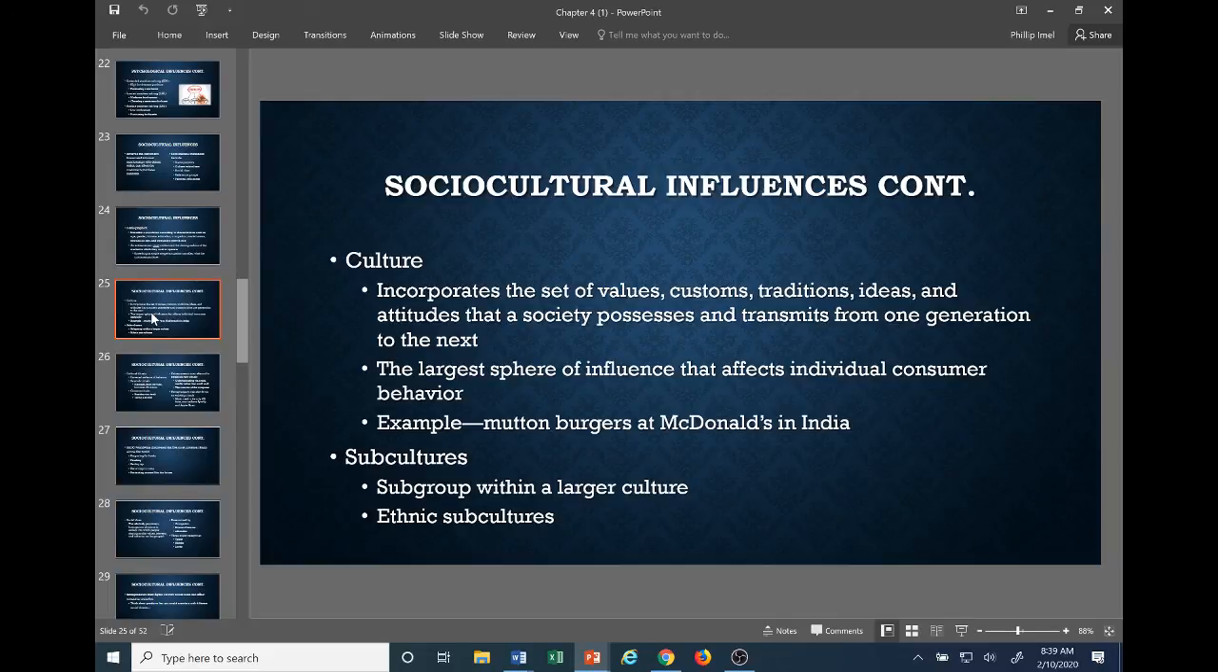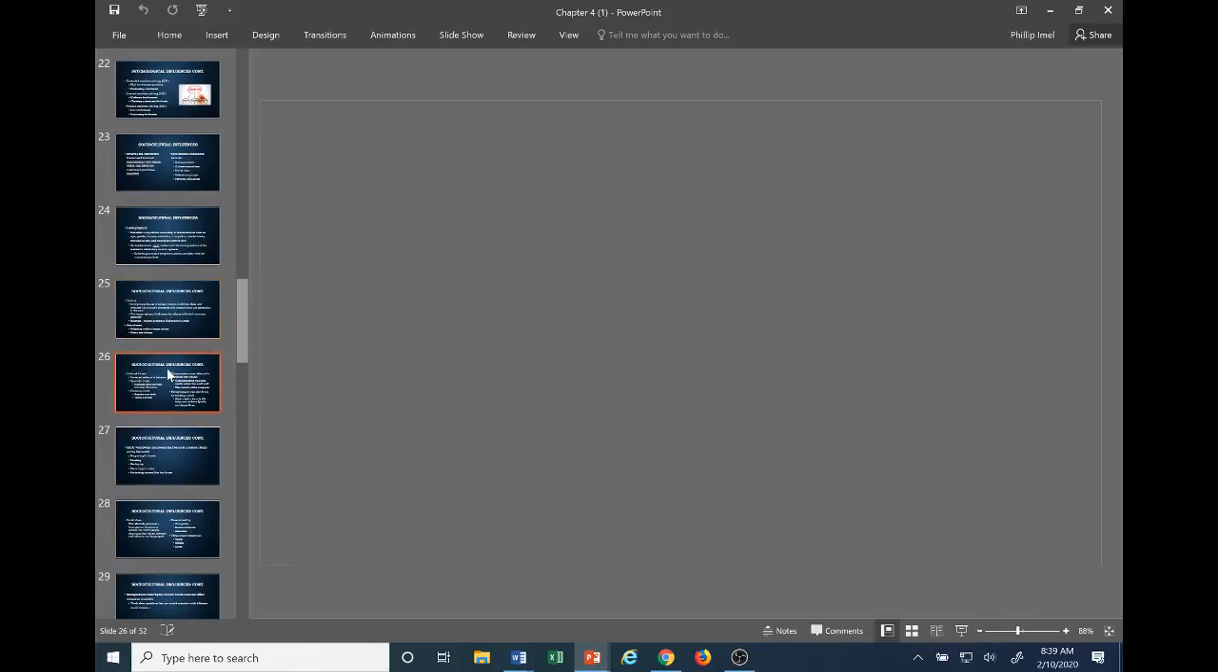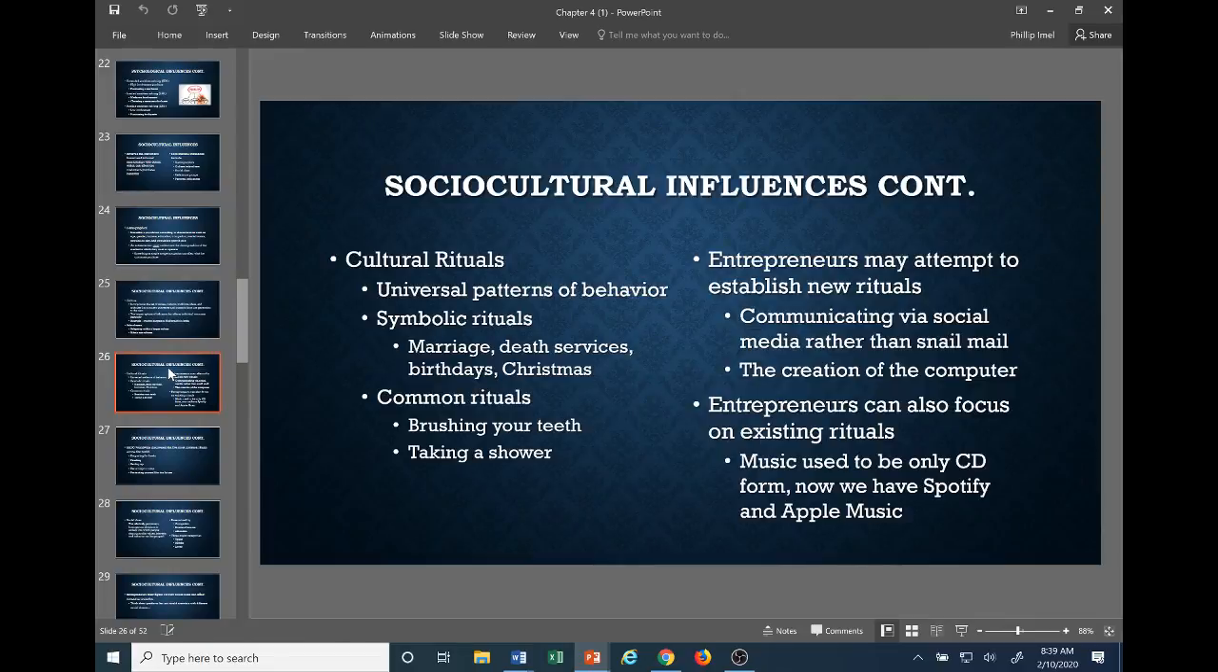Subcultures are going to be a subgroup within a larger culture, such as ethnic subcultures. Cultural rituals are universal patterns of behavior. Symbolic rituals are like marriage or death or birthdays, stuff of that sort. I think we're all familiar with those types of cultural rituals. And then other common rituals, brushing the teeth or taking a shower, we're pretty familiar with those rituals as well.